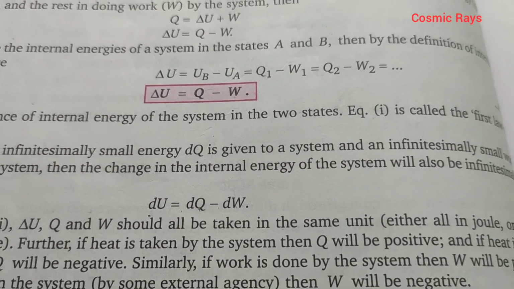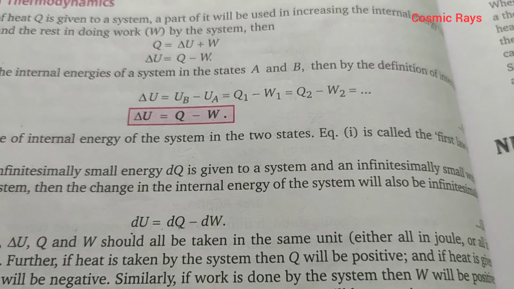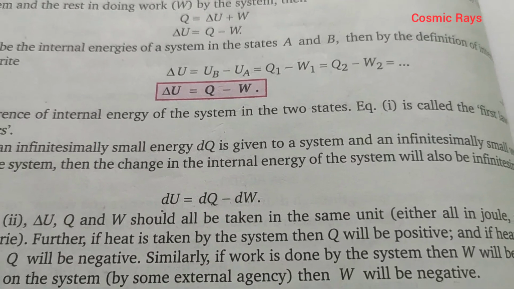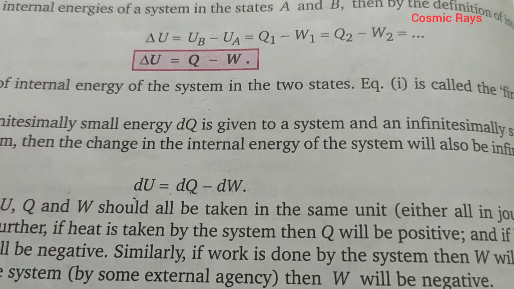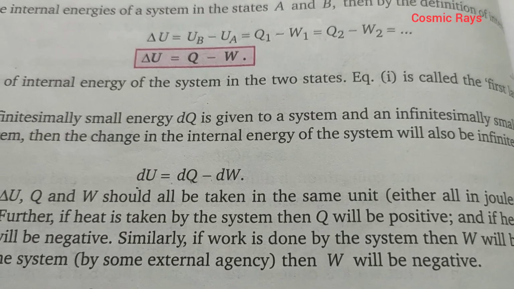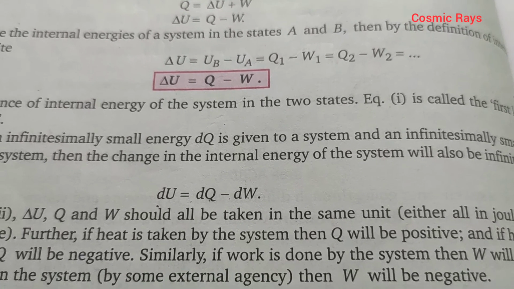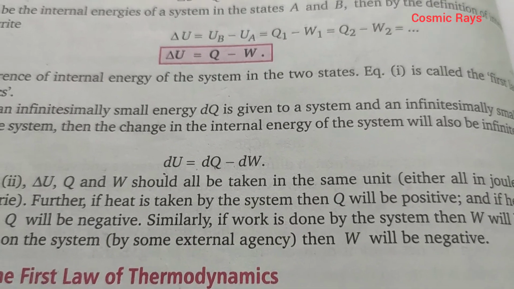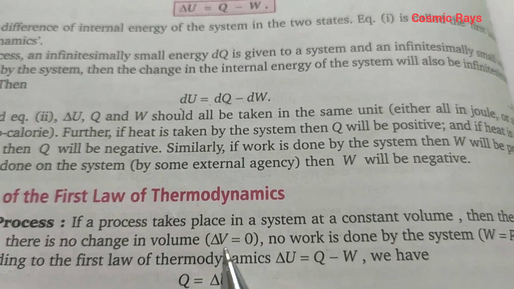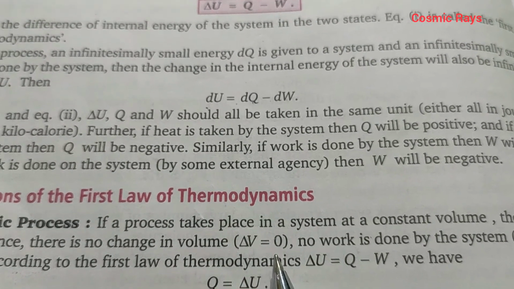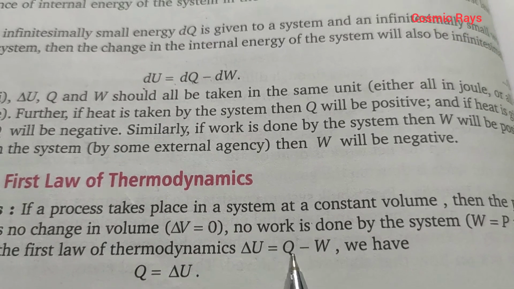For example, if we assume that the process is isochoric. Isochoric means it is a thermodynamic process where the volume of the gas is kept constant. So if the volume of the gas is constant, then the change in volume, that is delta V, is equal to 0 because there will be no change. Volume is constant.